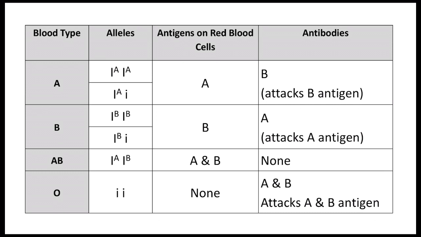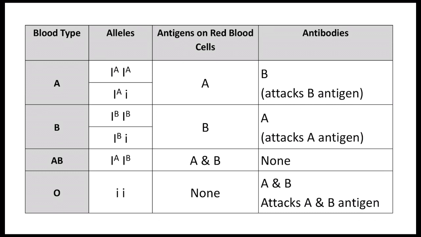Type B can be double dominant IB, or it can be the heterozygous IB lowercase i. Again, it has B antigens and it has antibodies which will attack A antigens, the opposite blood type. The third blood type is AB, which means it contains an allele for both A and B. So the antigens present on that blood cell will be A and B, and it does not have antibodies, otherwise it would attack itself. You can think of it as existing in a co-dominant way where both of the A and B antigens are present together.